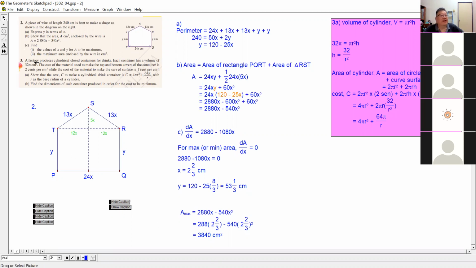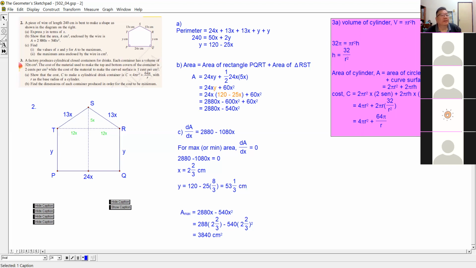Now the last question. A factory produce a cylindrical closed container for drink. Cylindrical closed container. It means that there is a top. Now this is a cylinder, the curved surface area, and there's a top and there's a bottom. If it is an open cylinder, probably either the top flat surface or the bottom flat surface is missing. Then it's not a closed container. When they say closed container, it means that the cylinder has 3 surfaces. The curved surface area, top circle and bottom circle.